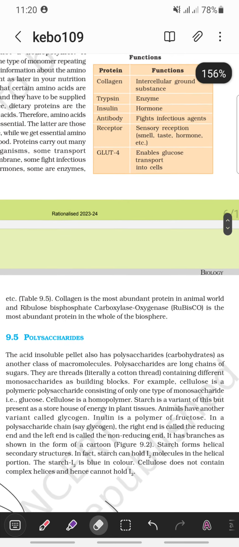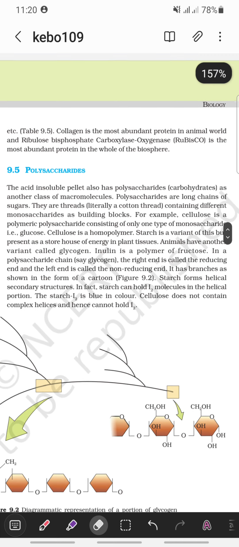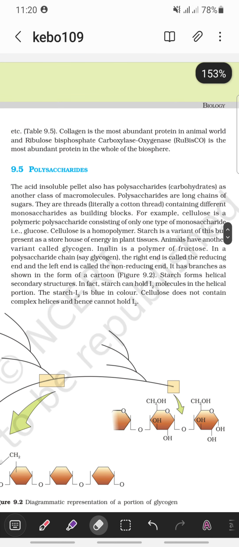in the whole biosphere. Polysaccharides: the acid-insoluble pellet also has polysaccharides, carbohydrates, as another class of macromolecules. Polysaccharides are long chains of sugar. They are like a thread, literally a cotton thread, containing different monosaccharides as building blocks. For example, cellulose is a polymeric polysaccharide consisting of only one type of monosaccharide, that is glucose. Cellulose is a homopolymer. Starch is a variant of this but present as a storehouse of energy in plant tissue.